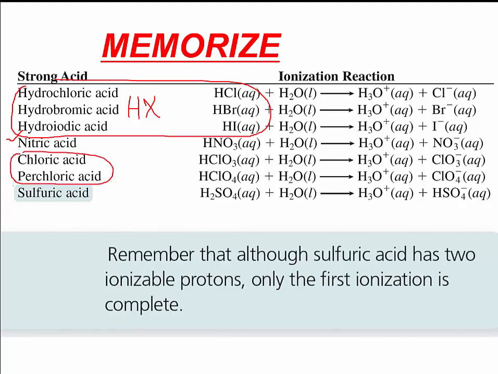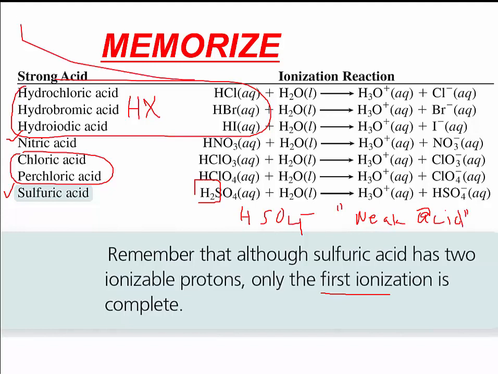And then sulfuric. So when we think about sulfuric acid, it's H2SO4. It's got two ionizable protons. Only the first ionization is complete. It's still a strong acid, a pretty strong acid, but HSO4- is technically a weak acid. So all of these guys up here, memorize these. It's going to make your life a lot easier if you know what your strong acids are.